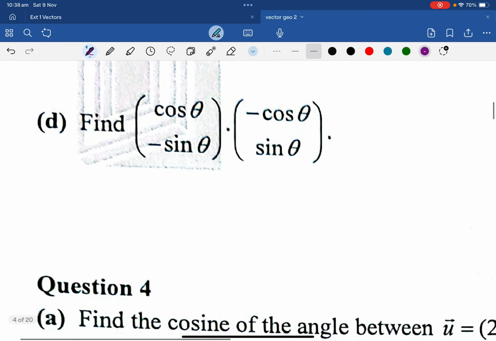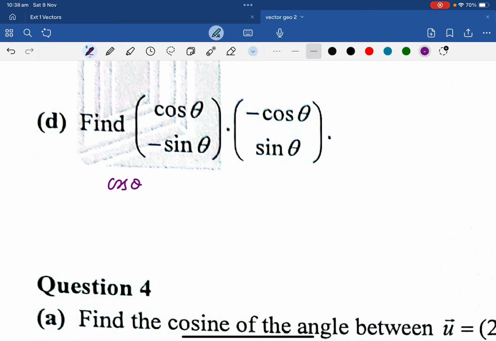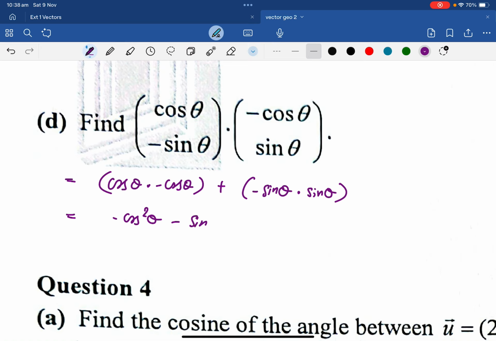Now, this is pretty simple too again. Might confuse a little bit of people, but it's really not that hard if you know your basic trig fundamentals. All you're doing is multiplying both the cosines, right? So it's negative cos squared theta and minus sin squared theta, right? If you got lost, tell me, because it's cos theta into minus cos theta plus multiply the y components, minus sin theta into sin theta, right? And then when you multiply these two, it becomes minus cos squared theta minus sin squared theta.